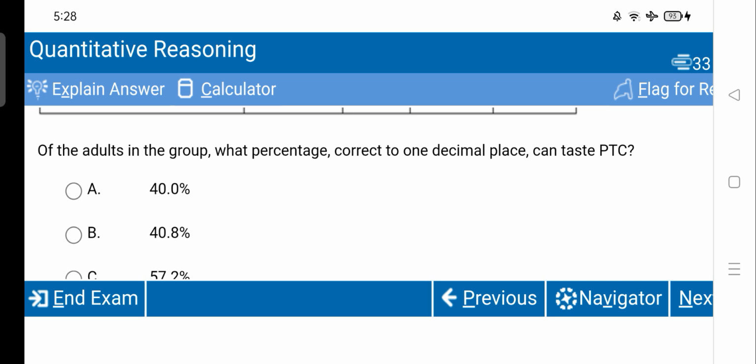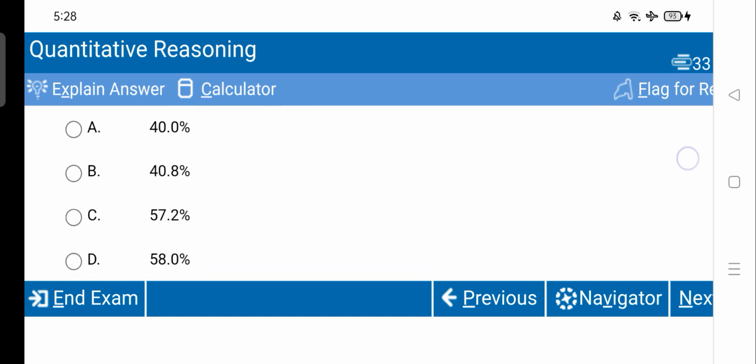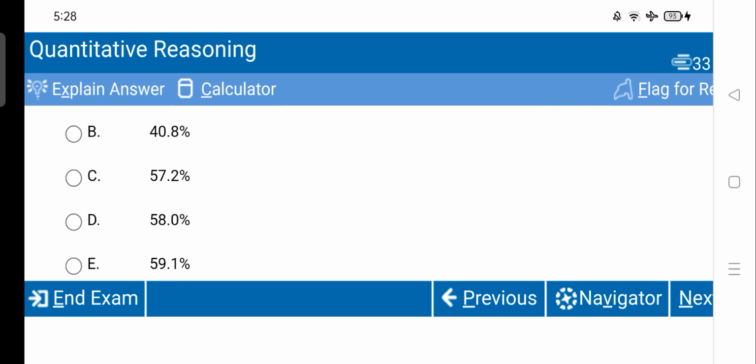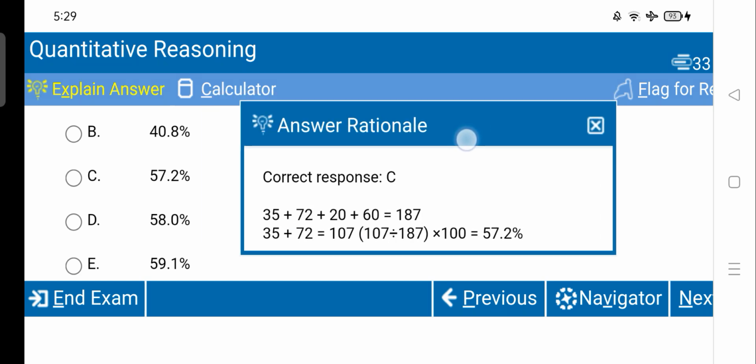Option A, 40.0%, option B, 40.8%, option C, 57.2%, option D, 58.0%, option E, 59.1%. So let's see which one is the correct option and which one is incorrect.